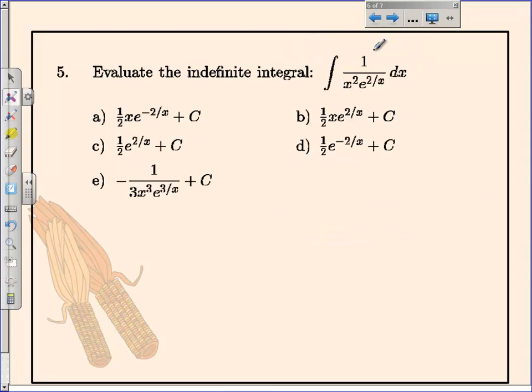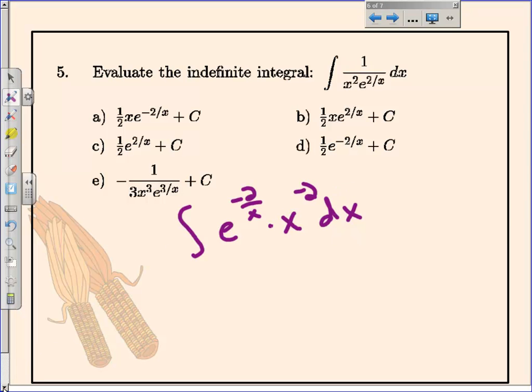Alrighty, let's see here. I think I've got one more. Yeah, this one's sort of messy, so buckle up. I'm going to rewrite this as the integral of e to the negative 2 over x times x to the negative 2 dx. And I'm going to see if I can make this into an e to the u integral.